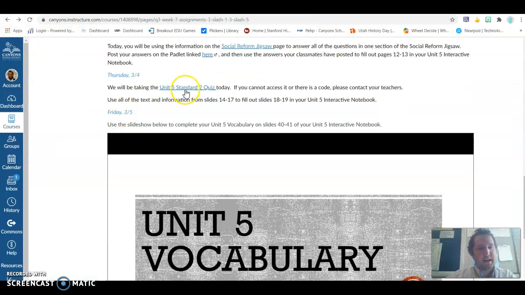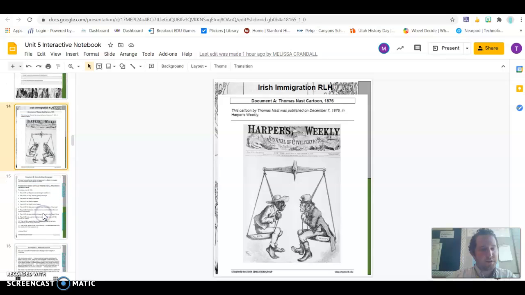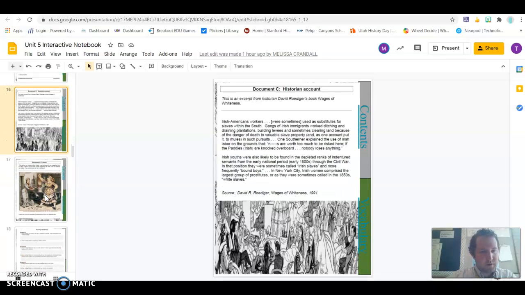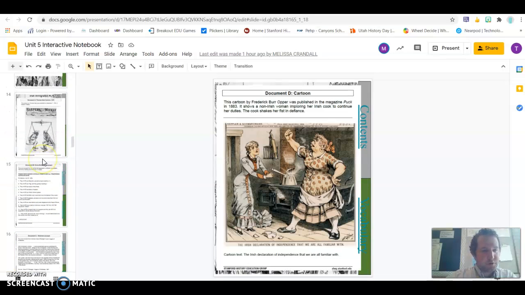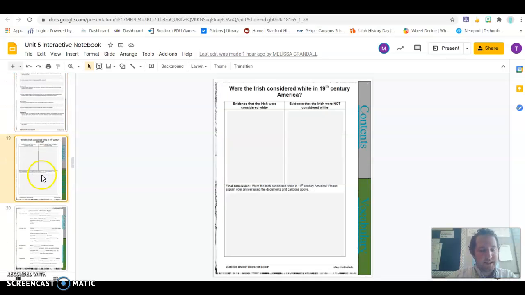On Thursday, we'll be taking the Unit 5 Standard 2 quiz. This unit is very short, so the quizzes are quite close together. If you cannot access it or there's a code, please contact your teacher. You're going to use all the text and information from slides 14 to 17. We're looking at Irish immigration today. You're going to use this information on those 4 slides right there to fill out slides 18 and 19.